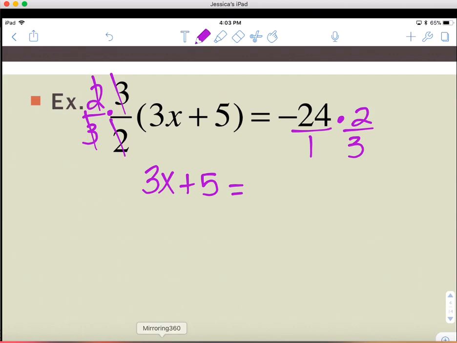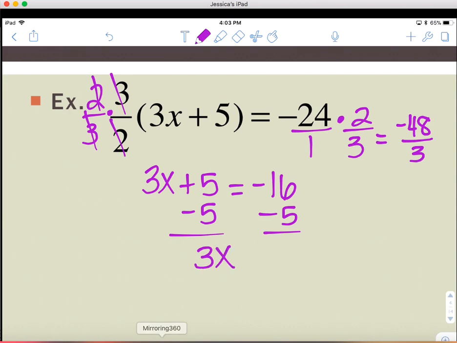So when you multiply these together, negative 24 times 2 is negative 48. 1 times 3 is 3. And this is going to reduce to negative 16. Now we're back to our two-step equation. So I'm going to subtract 5 on both sides. Be careful with your signs. Negative 16 minus 5 is negative 21. Then from here, I'm going to divide both sides by 3. So x is negative 7.